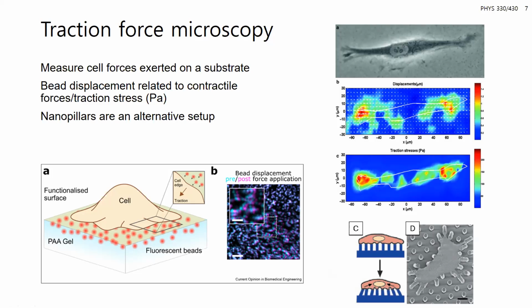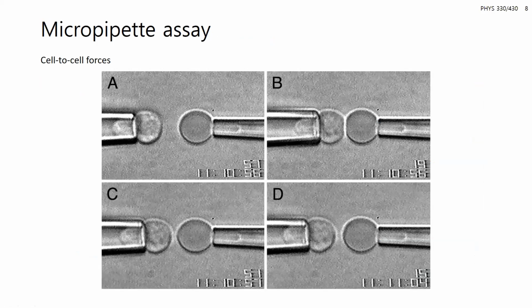Also, this is cells exerting forces on a substrate below them, but there's also looking at cell-cell forces as well. One way of doing this is with a micropipette assay, where you have a cell of interest and typically a red blood cell, or an RBC, because it has a very deformable membrane. Your cell of interest and your red blood cell will have certain cell adhesion proteins, and you bring them into contact, leave them in contact, and then you exert force and pull the cells apart from one another.